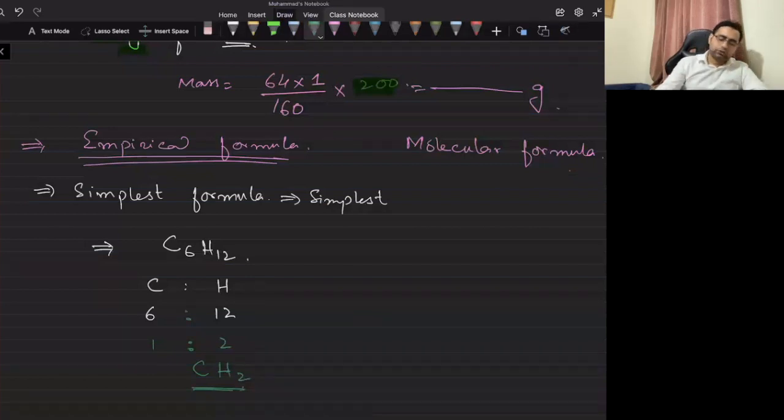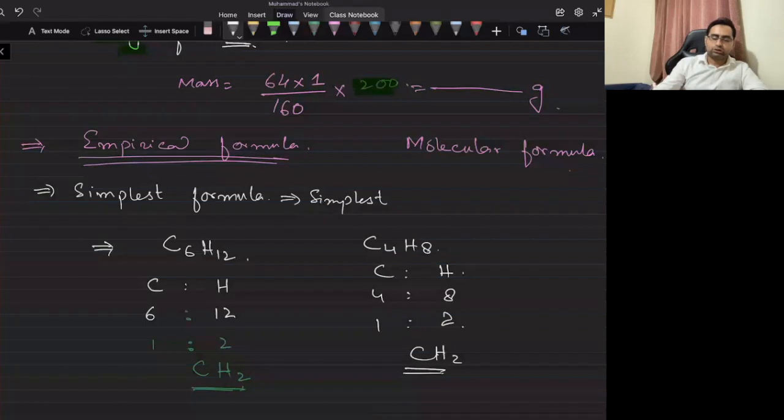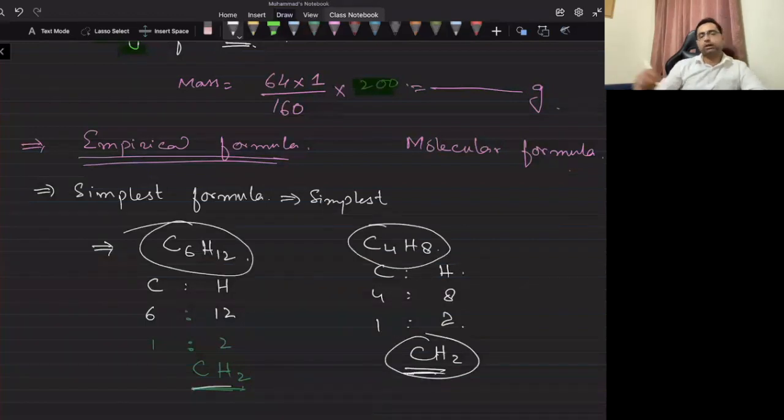In a similar way, you can also get the empirical formula for C4H8. Again, this is carbon and hydrogen, 4 and 8. You can simplify them to 1:2. So the empirical formula is CH2. So C4H8 and C6H12 have the same empirical formula. So for 2 or more compounds, the molecular formula will be different, but the empirical formula can be the same for 2 or more compounds.